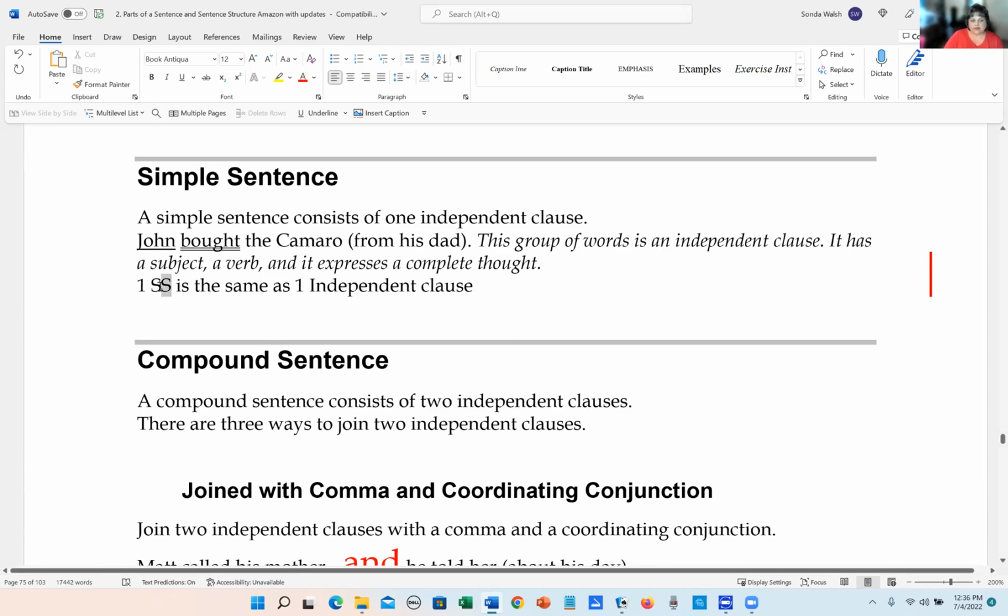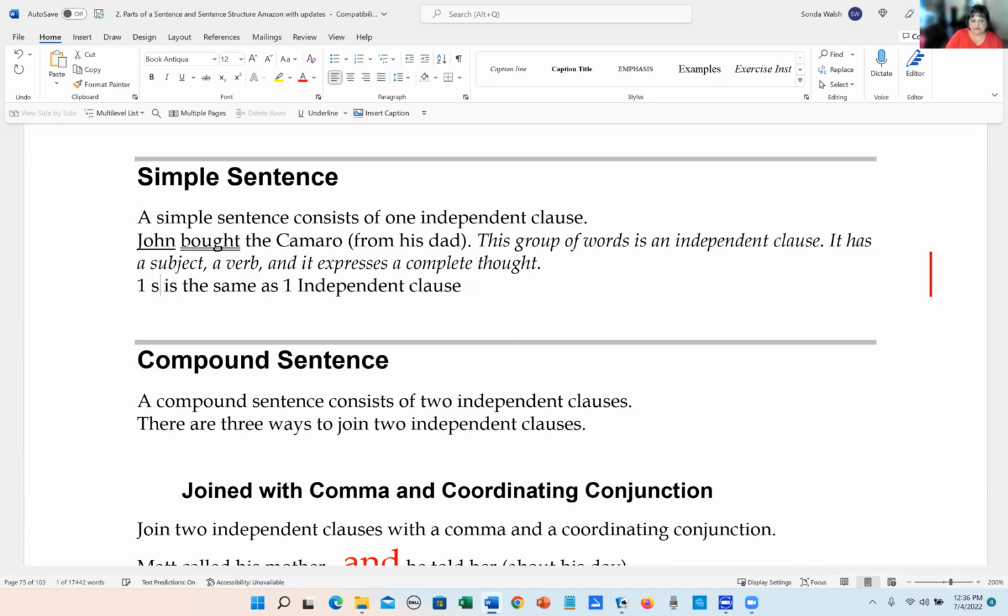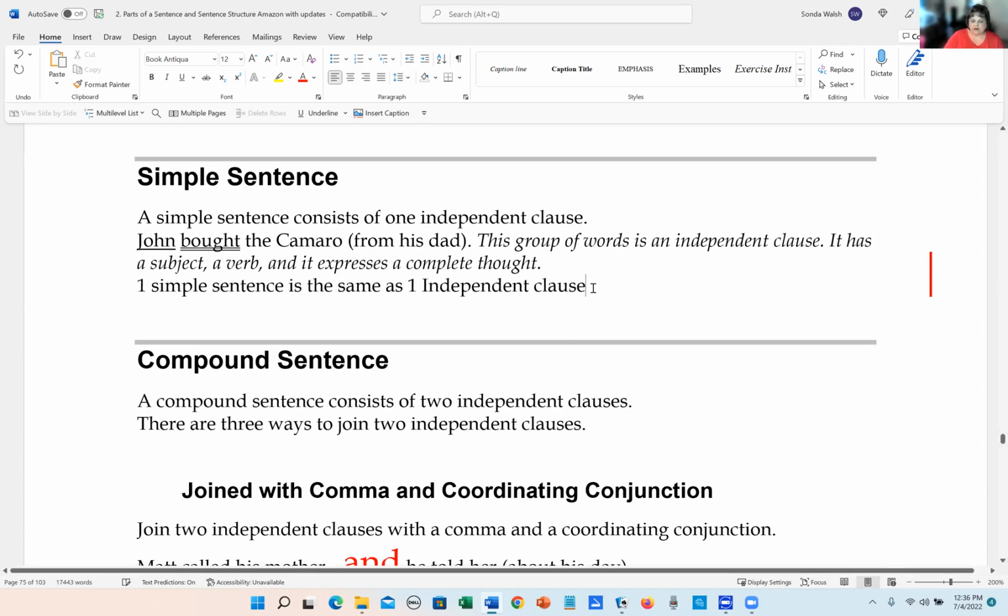Let's just write the whole thing out. Put that in your notes. One simple sentence is the same thing as one independent clause. And we looked yesterday, or at the last video, about how to identify groups of words, what types of clauses they are.